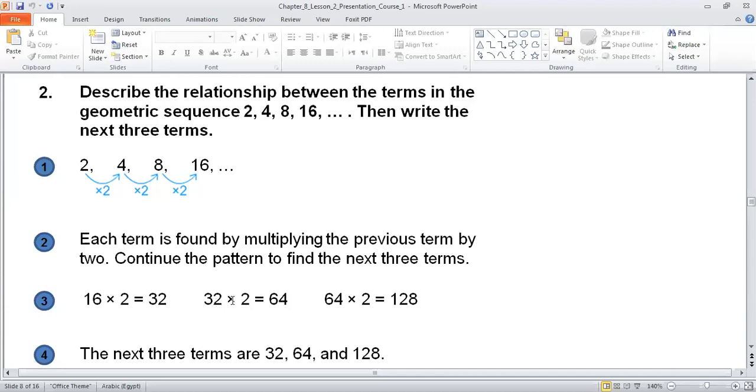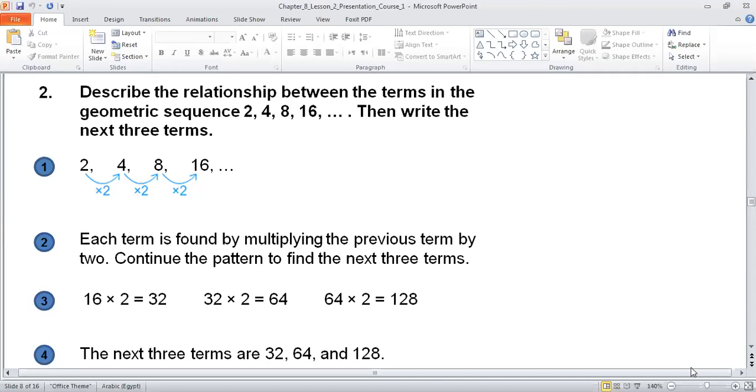So this one is equal to 64. I multiply 16 by 2, it gives me 32. After that, I multiply 32 by 2, it gives me 64. After that, I multiply 64 by 2. It equals 128. So each time, I will multiply by 2.